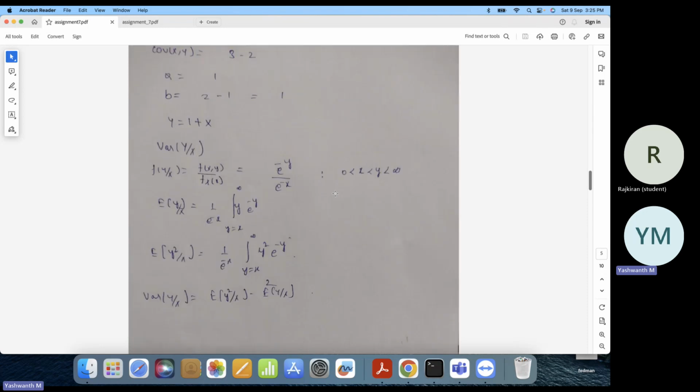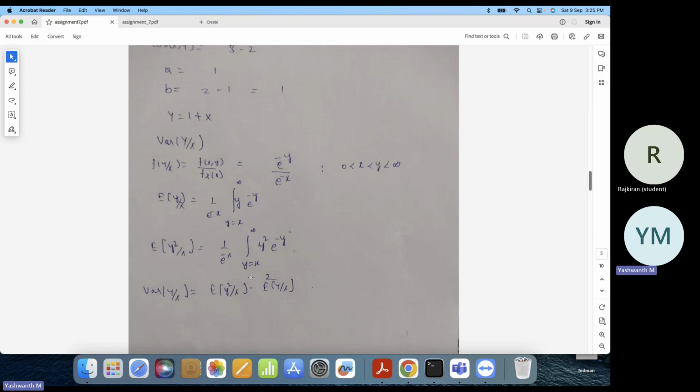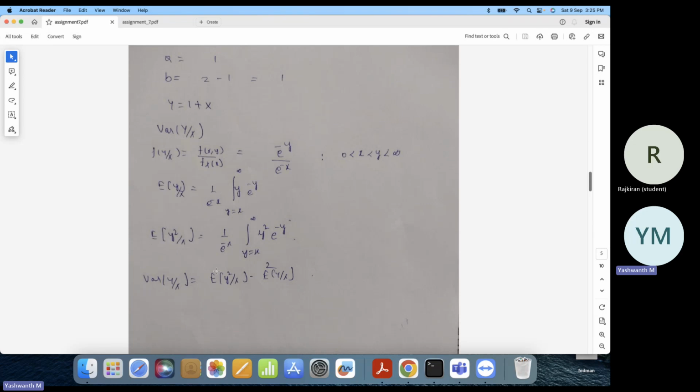Okay, so now we are asked to evaluate the variance of y given x. Here you need the conditional density. So for E of y given x, you just get f of y given x like this, and then evaluate this integral. For E of y square given x, evaluate this integral of y square times the conditional density. Then you just have to do m2 minus m1 square, and that gives you the variance.